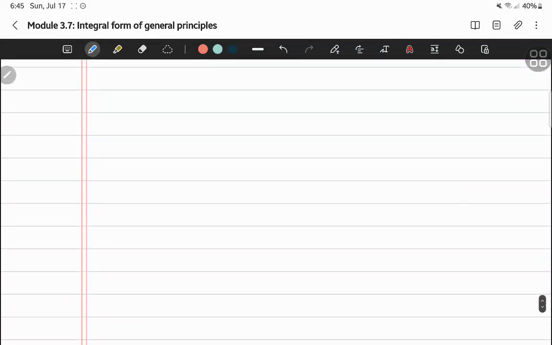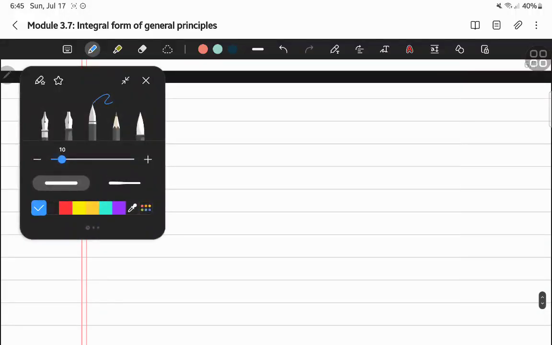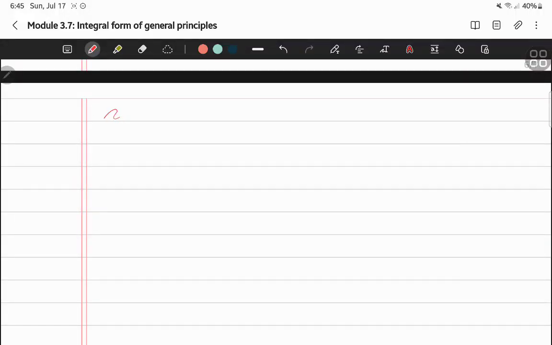All right, next we have the conservation of energy, or energy equation.